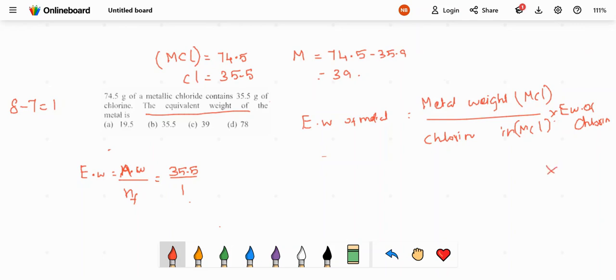So equivalent weight of chlorine we know 35.5, and then metal weight in MCl they have given, that is 39. Look at this one, and then 35.5 will be the chlorine weight alone. If you are cancelling this one, you will get 39. So in a short time we have finished this question.